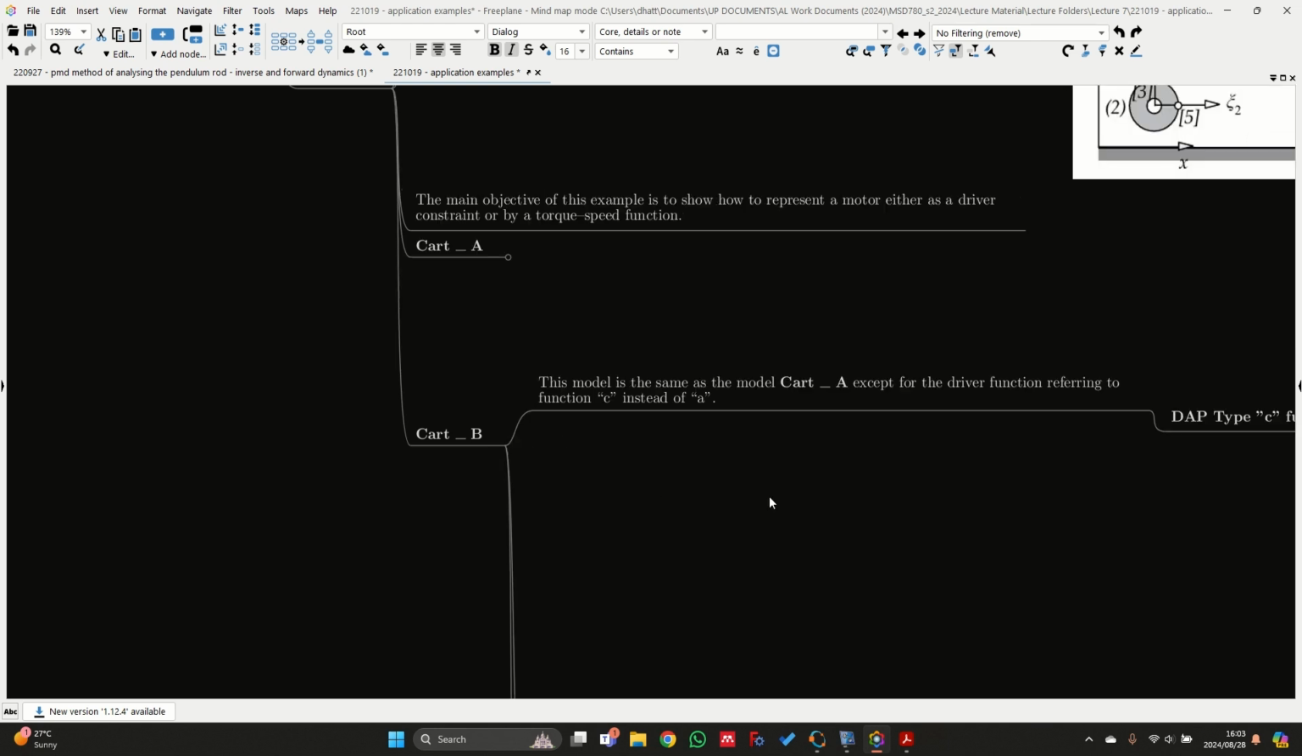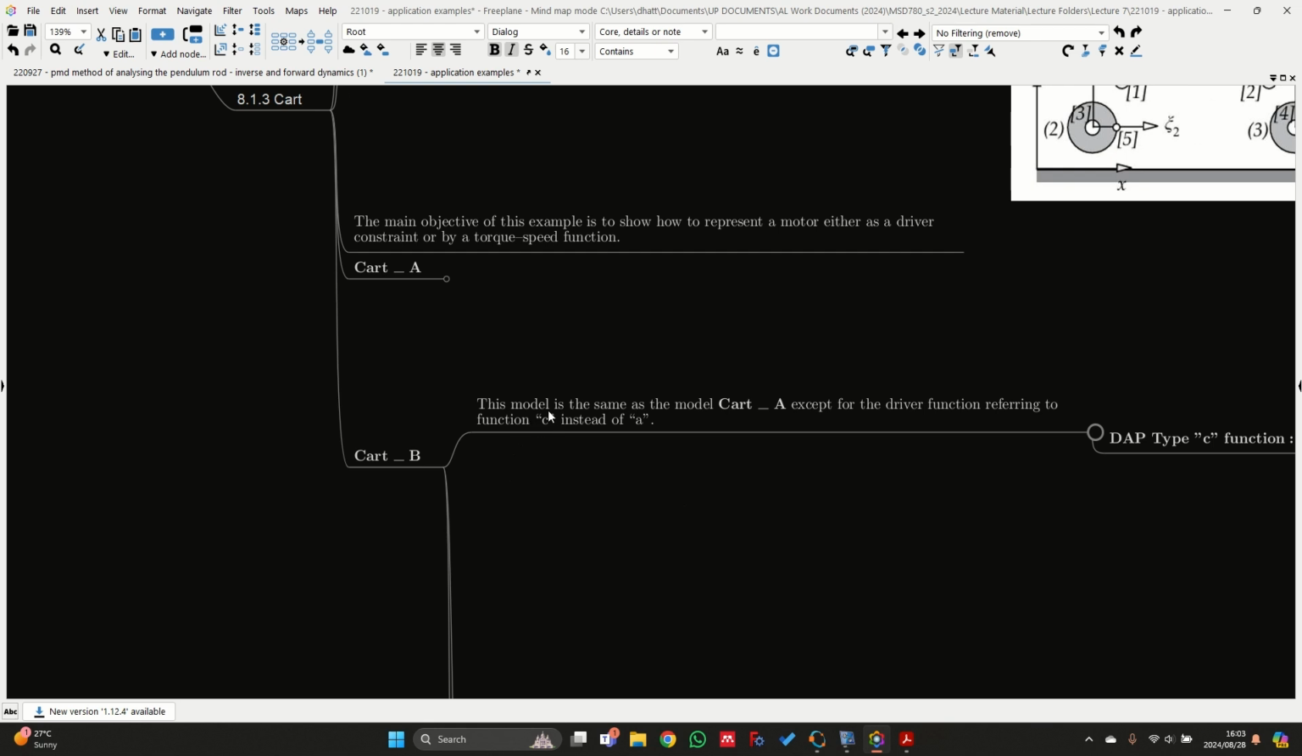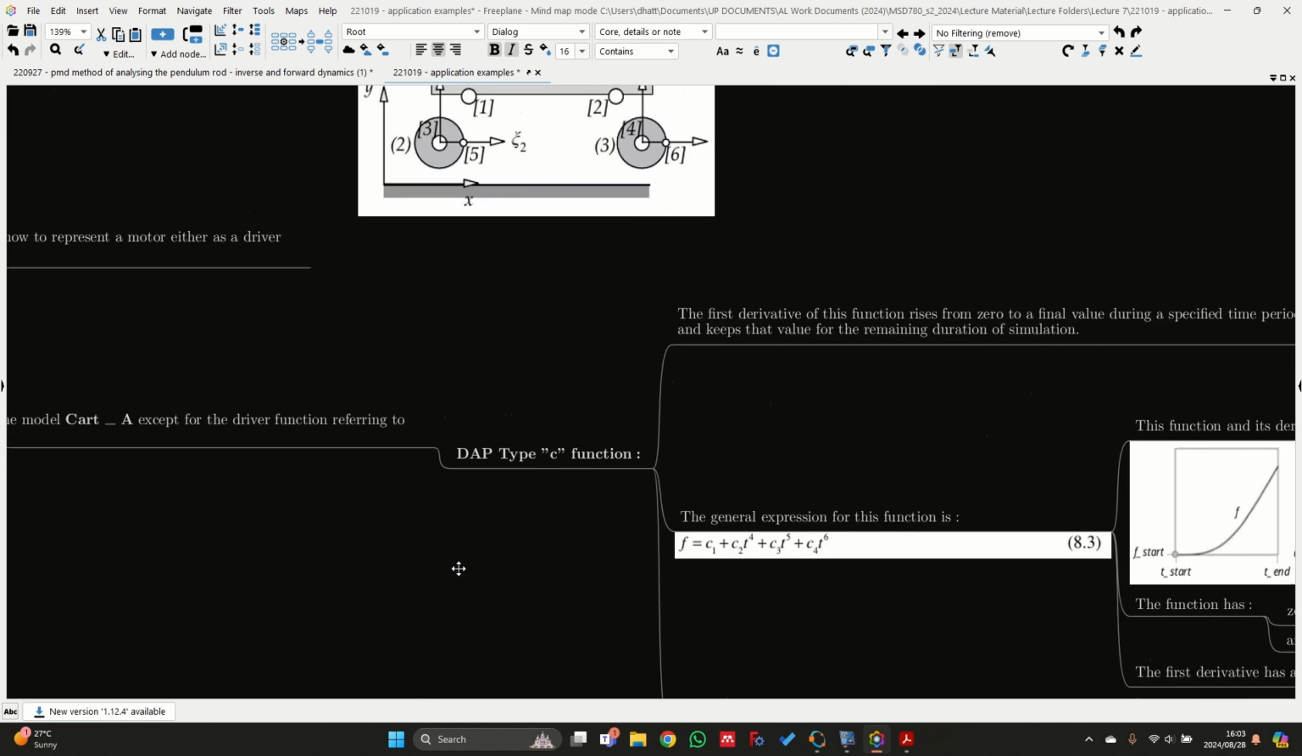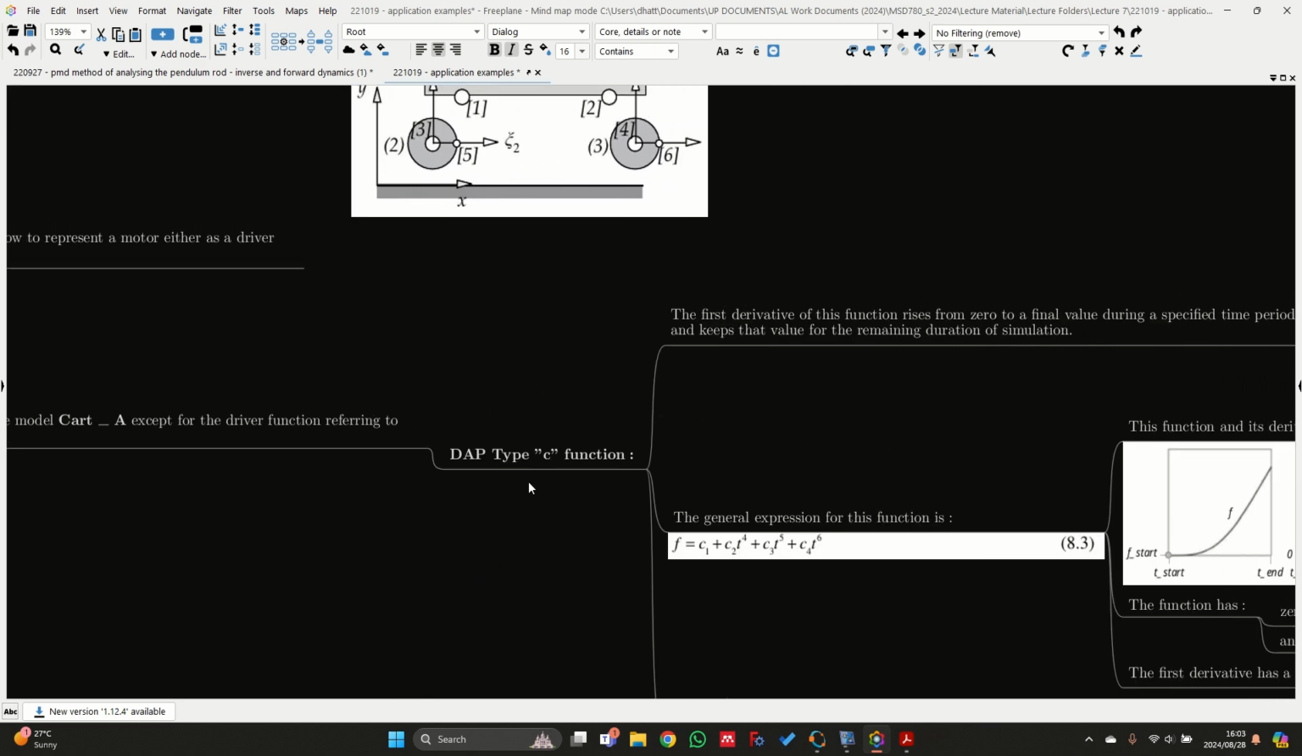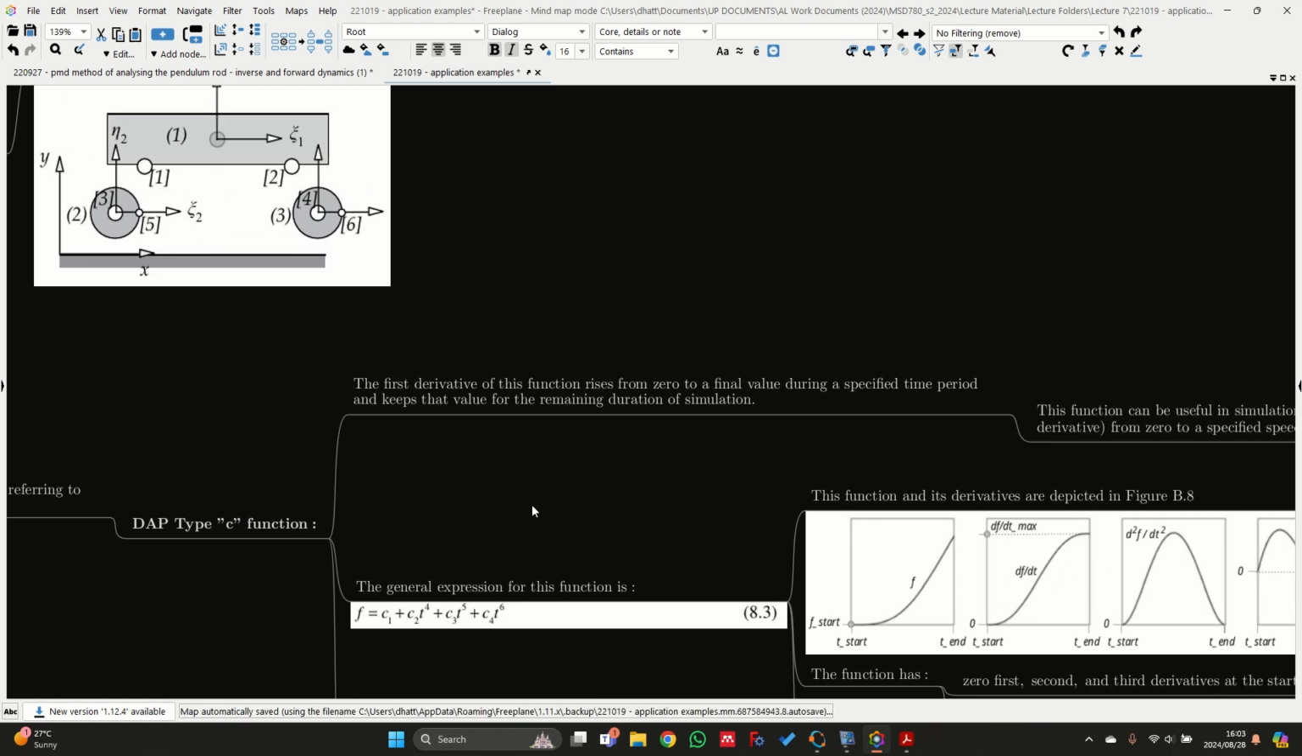For cart B, we're going to consider the type C function in this case. So the model itself is the same as what we had for cart A, except for the driver function referring now to a function C instead of function A. To better illustrate this, we can consider the DAP type C function and the input arguments that we need to give it. The first derivative of this function rises from 0 to a final value during a specified time period and keeps that value for the remaining duration of the simulation.